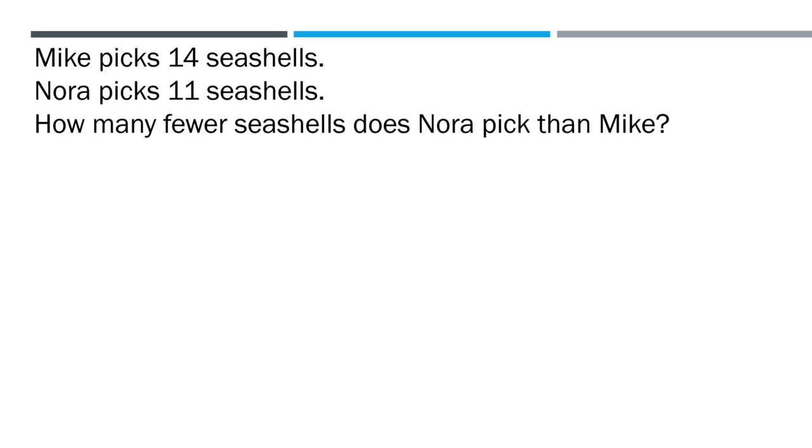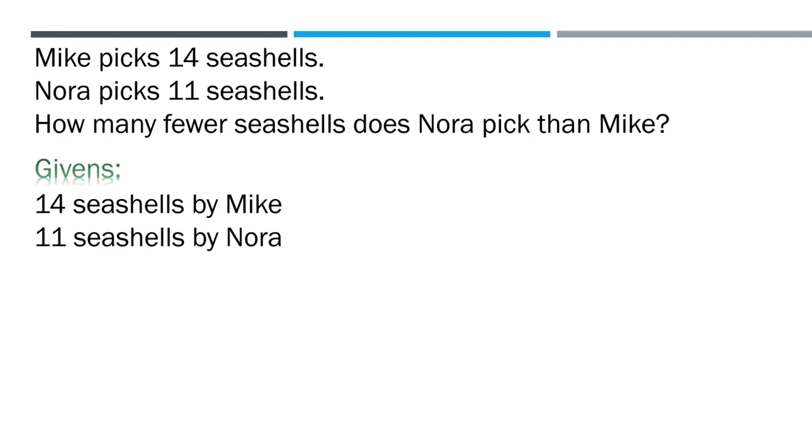Mike picks 14 seashells. Nora picks 11 seashells. How many fewer seashells does Nora pick than Mike? So the first thing, it's always the first thing that we have to do, is to find out the givens. The givens are, repeat, the numbers you can find in the story. So in our case, we have two numbers, 14 and 11. So these are the givens. So 14 seashells by Mike and 11 seashells by Nora. These are seashells picked by Mike and Nora.